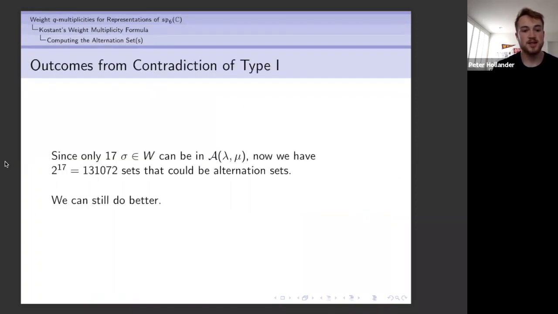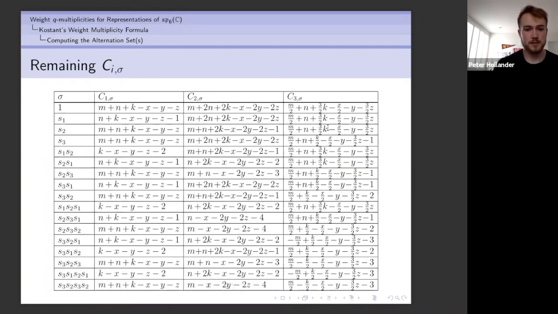And so that allows us to cut down how many elements could be in our alternation sets to only 17 of the sigmas in the Weyl group. And that's really great because that reduces us all the way down to only 2 to the 17 potential sets which could be alternation sets. But it turns out we can do even better than that. So here is a smaller table showing all of the remaining coefficients that we're going to be working with for the rest of the talk.